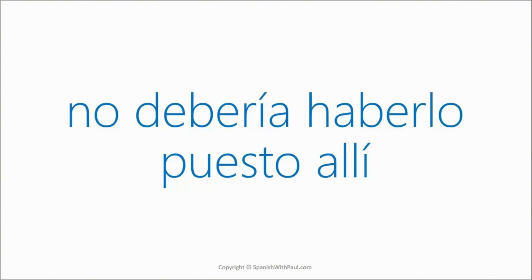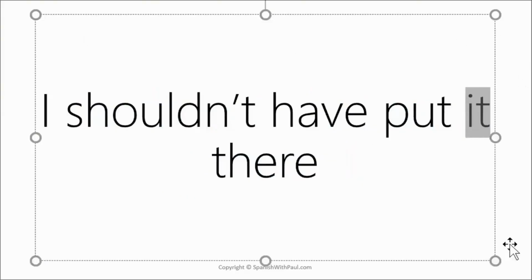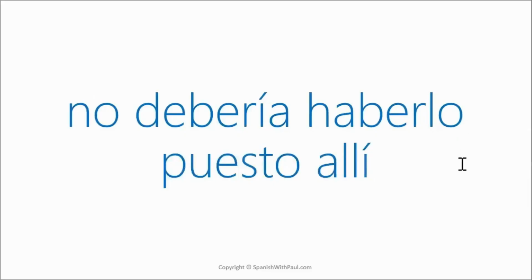Taking a closer look at this one, we're in the negative, so no debería haberlo. Again, you can see the pronoun with it being hooked on to the end of haber. But the past participle of poner is not ponido. It's irregular and it goes to the sound of puesto. So this is what you have to watch out for with some of these irregular sounds. This is what breaks our formula, but just from time to time, because there's really not many verbs that do this. So I shouldn't have put it there. No debería haberlo puesto allí.